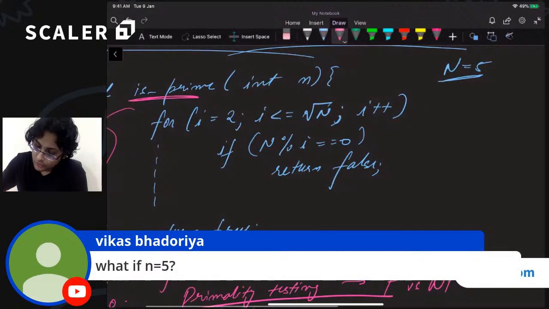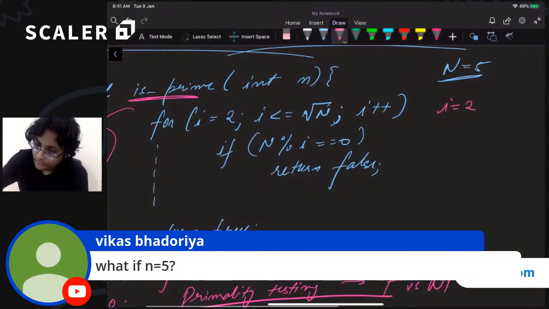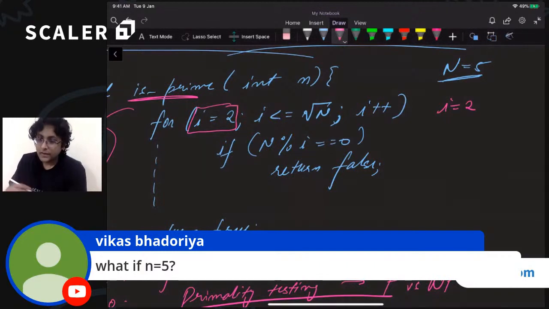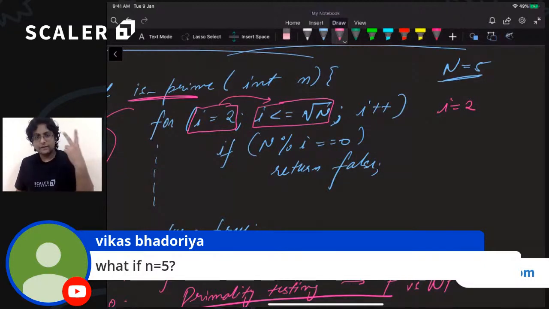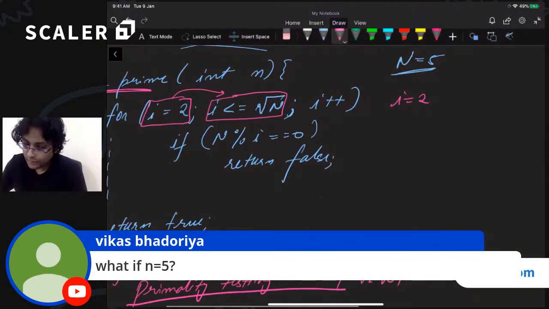So what happens? First of all, we will say i equals 2, right? So we will first come over here. We will check i equals 2. Then we will move on to the condition. That is how a for loop works. We initialize, we check the condition, we go inside the block, we increment, and we check the condition again, right? So we will check this condition.